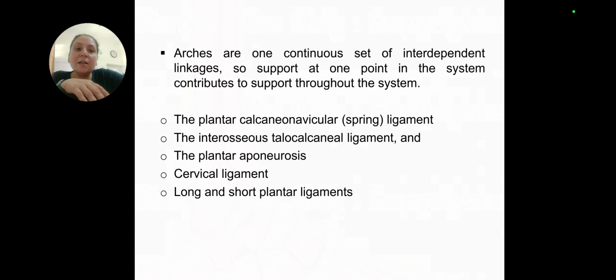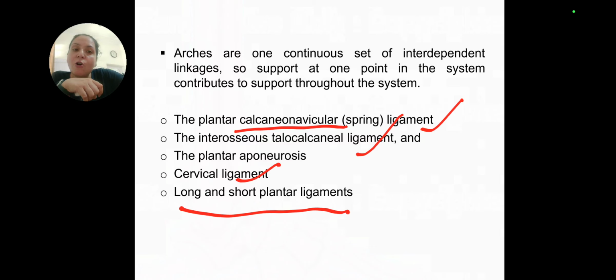Whereas the other stability is looked after by the ligaments. The ligaments we have seen are the spring ligament, which is also called the calcaneonavicular ligament. Then there is the interosseous ligament between the talus and the calcaneum, which is also part of the cervical ligament, between the neck of the talus and the neck of the calcaneum. Then there is a long and a short plantar ligament. The new word which we have seen is plantar aponeurosis. It plays a very crucial role in it.